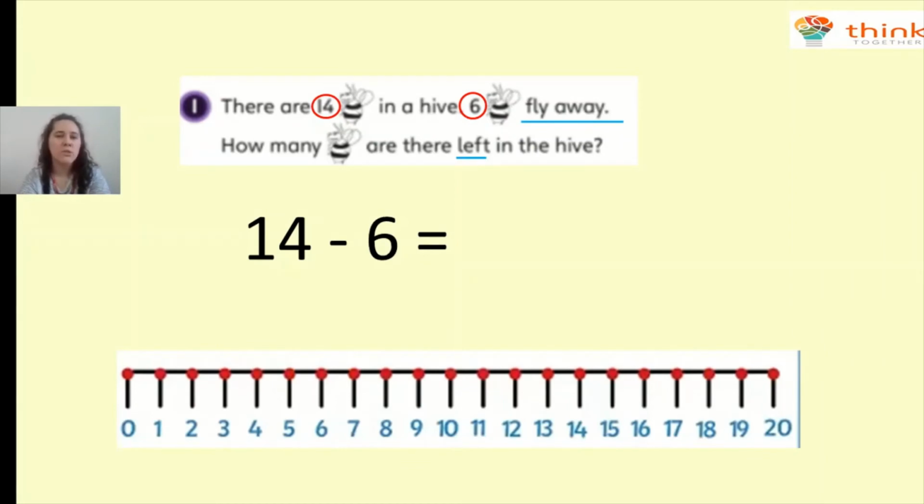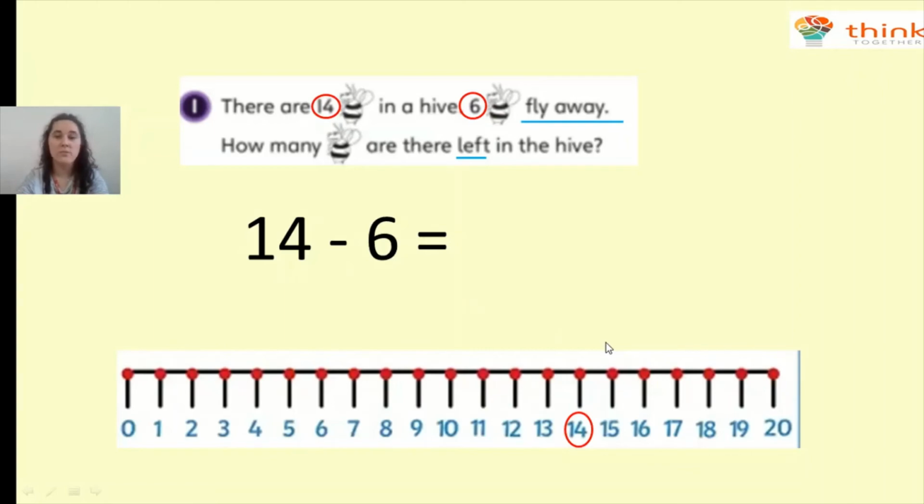So remind me, what's the first thing I'm going to need to do? Amazing. I need to find 14 on my number line. Now what am I going to have to do? Brilliant. I need to count backwards 6. And the reason I'm counting backwards this time is because our question is asking us to take away. So the amount needs to get smaller.